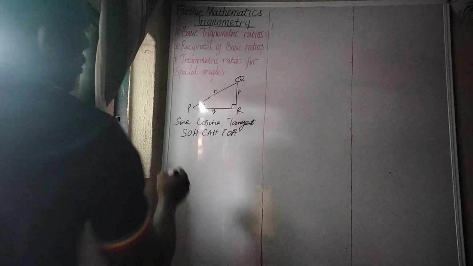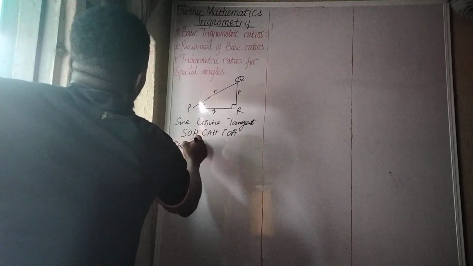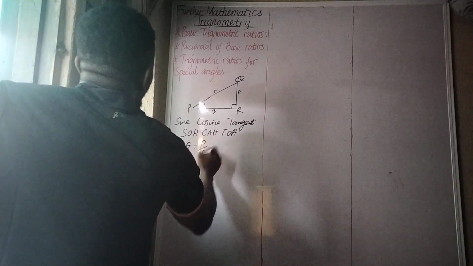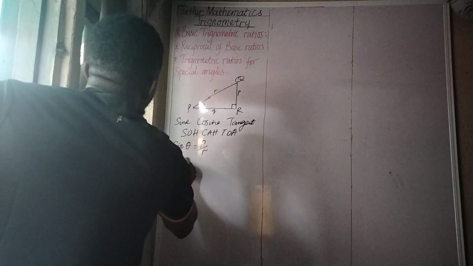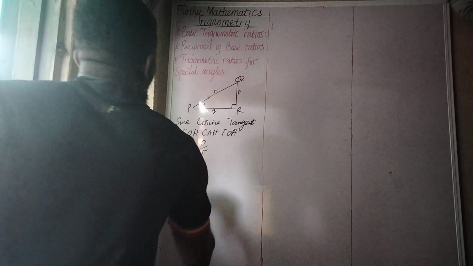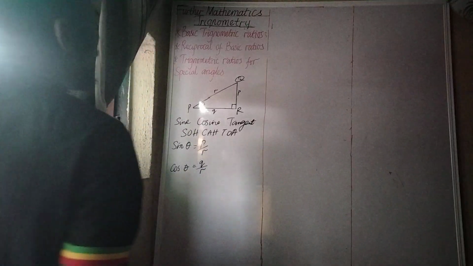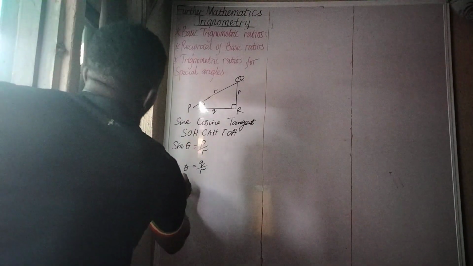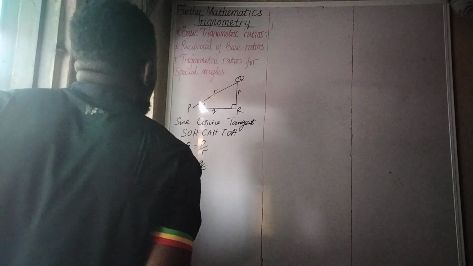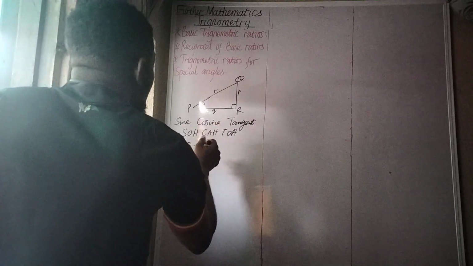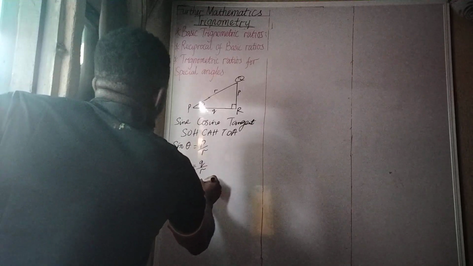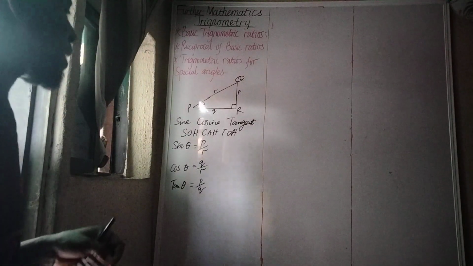So let us know the value of our sine. Sine theta will be equal to opposite over hypotenuse, p over r. Then cos theta will be adjacent over hypotenuse, which is q over r. And our tangent will be tan theta equal to opposite over adjacent, which is p over q. So these are the values.